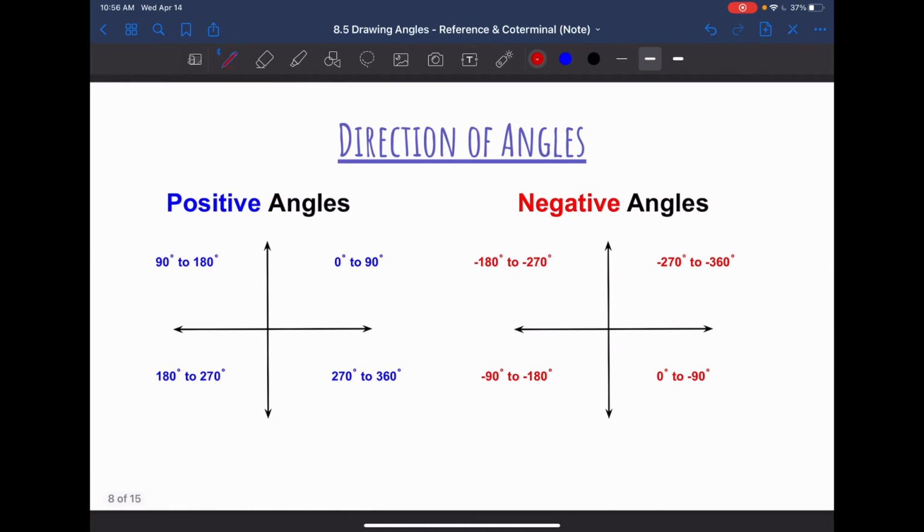So that's where this angle came from, right? It's 0 to 90 degrees, first quadrant. And the second quadrant is 90 to 180, then 180 to 270, and then the fourth quadrant is 270 to 360. So if you want, please copy this. This is the X and Y plane. Positive angle means your angle is counterclockwise. It's going in this direction.